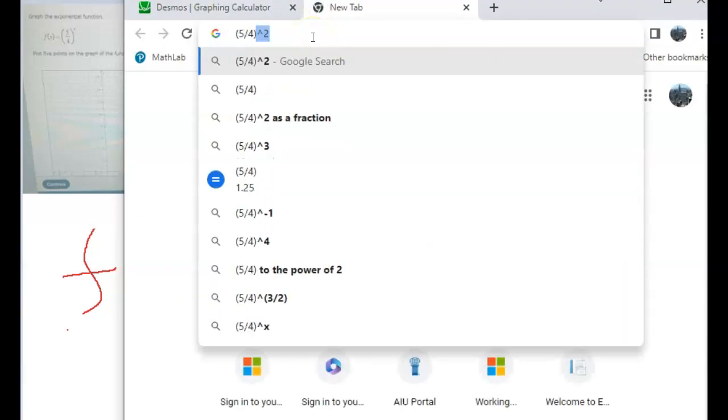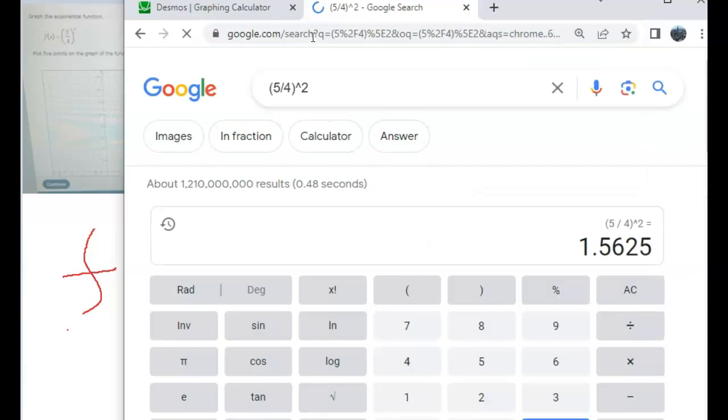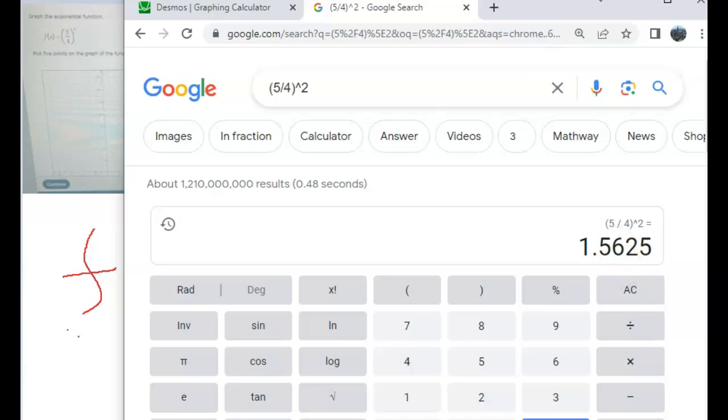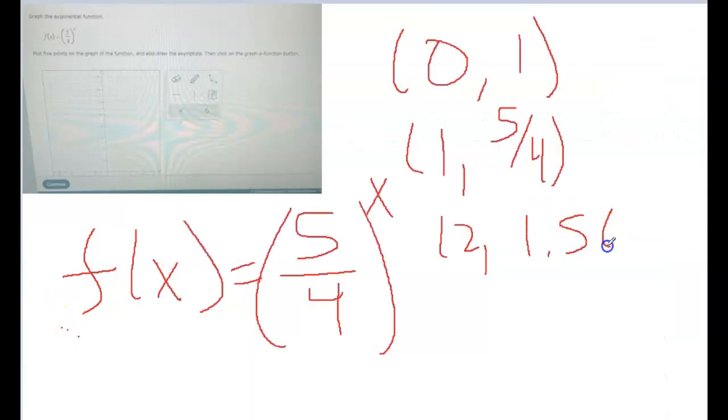2 probably will work, but 5/4 to the second power is 1.5625. So where were we at? If you put a 2 in there for x, you get 1.5625. So that's how you can find some points. Just plug different values in here for your exponent for x and see what the result is for y.